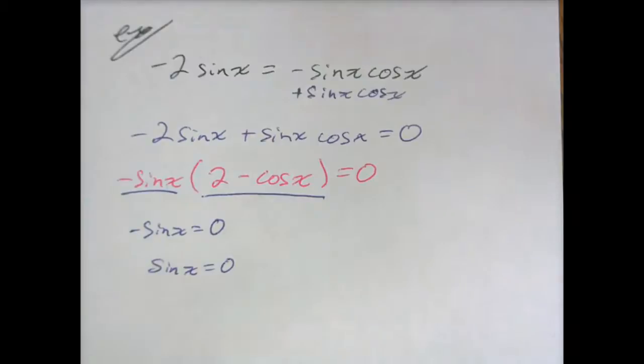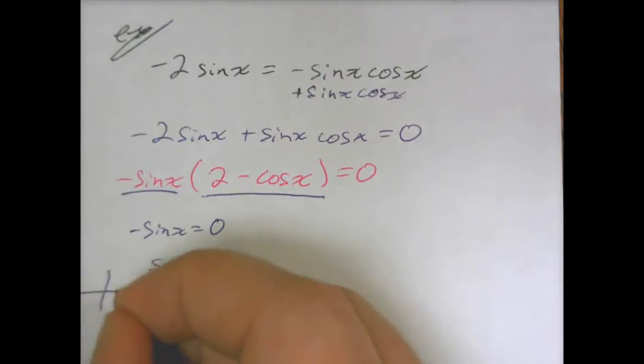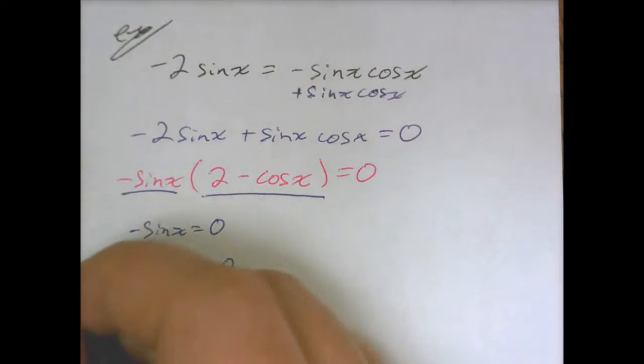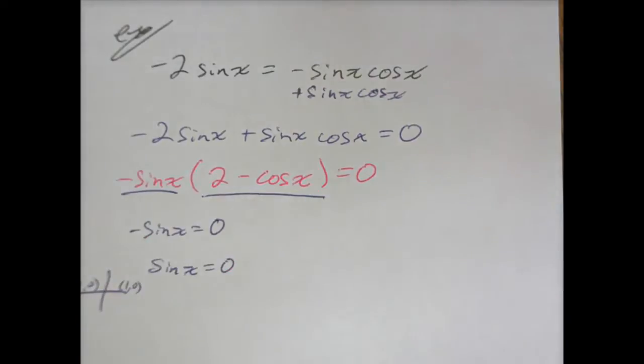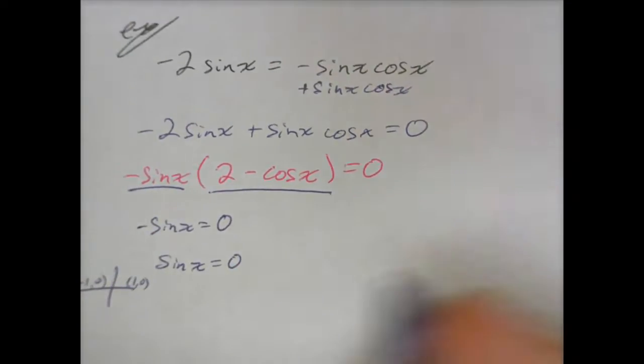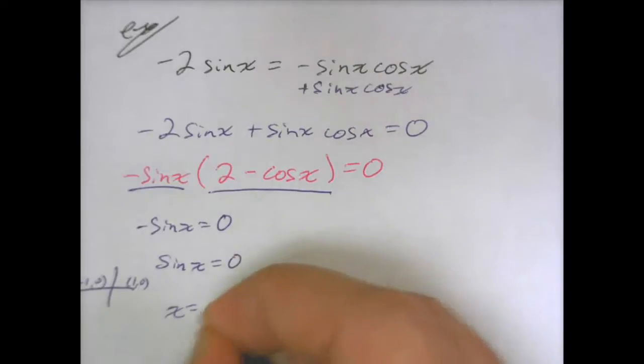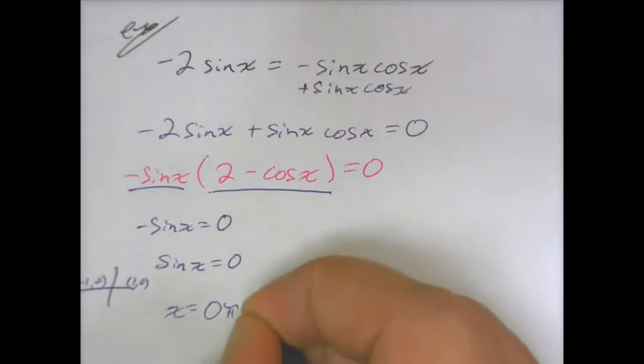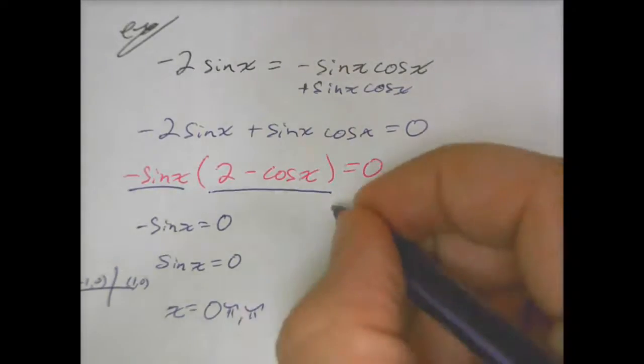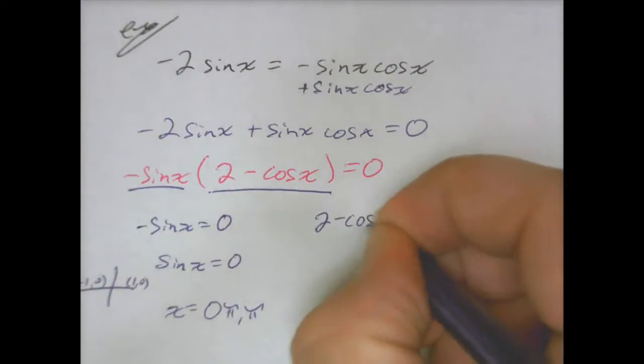Sine is 0 at your points (1, 0) and (negative 1, 0). There and there. So already I have two solutions: 0 and pi. Okay, for this part, 2 minus cosine x equals 0.